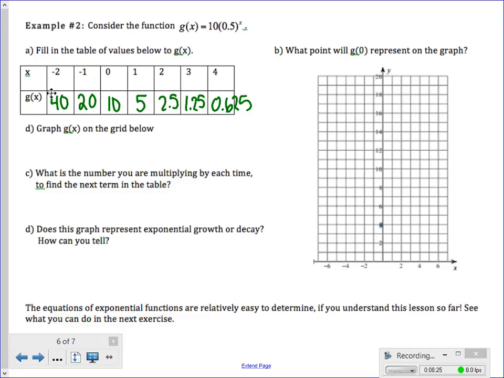All right, before I even graph, I have this question in B right up here. What point will g of 0 represent on the graph? Well, look at my table. We learned function notation here. The x is the number in the parentheses. So when I look at g of 0, that's the value of 10. Well, 10 we know from looking at the equation there, but we can also plot the point. 0, 10 right here. That is the y-intercept.